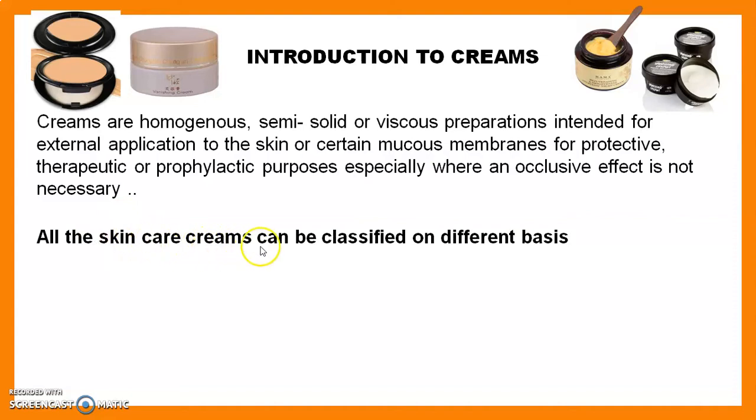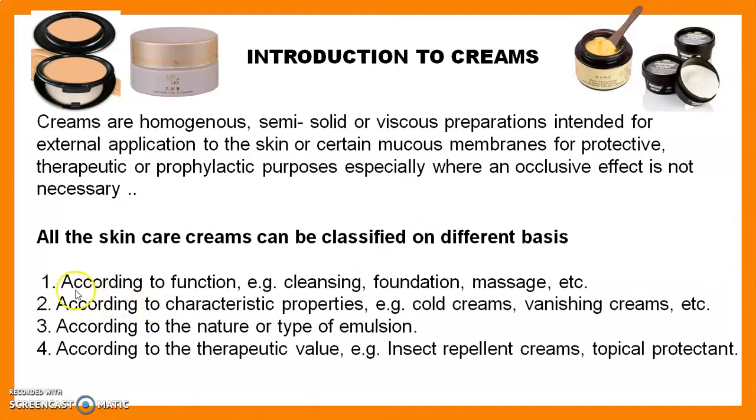All the skin care creams can be classified on different bases. First of all, according to the function, for example cleansing cream, foundation cream, massage cream. Then according to the characteristic properties, for example cold cream, vanishing cream, etc. Third, according to the nature or type of the emulsion. Then last, according to the therapeutic value, for example insect repellent cream, topical protective, etc. These are all the types of creams.